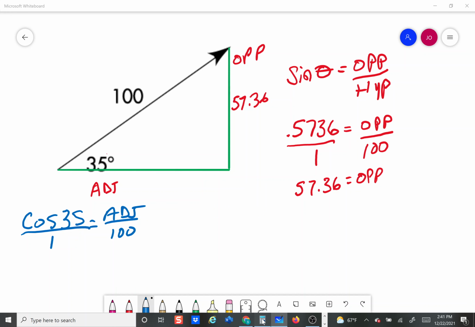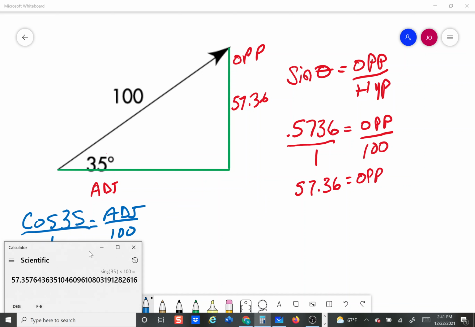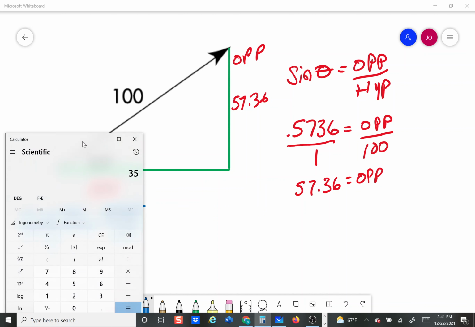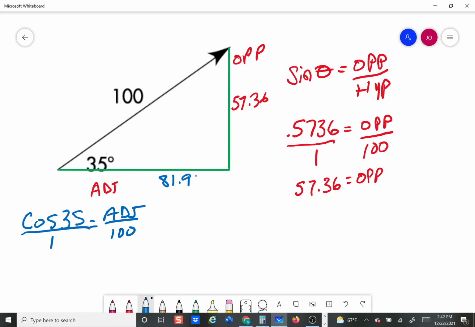Now the one thing, well, let's do it first. 35, cosine, times 100, equals 81.92. So 81.92 would be the answer over here.